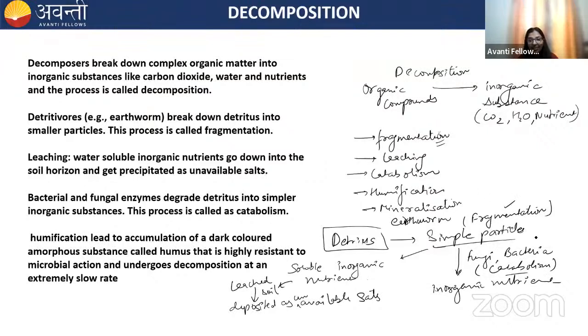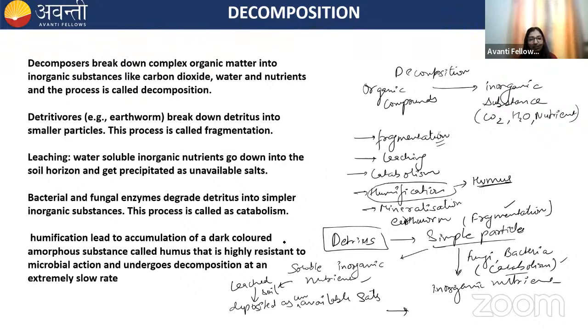Remember this, that fragmentation, catabolism, and leaching all occur simultaneously. That means they all occur at the same time during decomposition. And during decomposition, humification and mineralization also occur. Humification means the formation of humus.